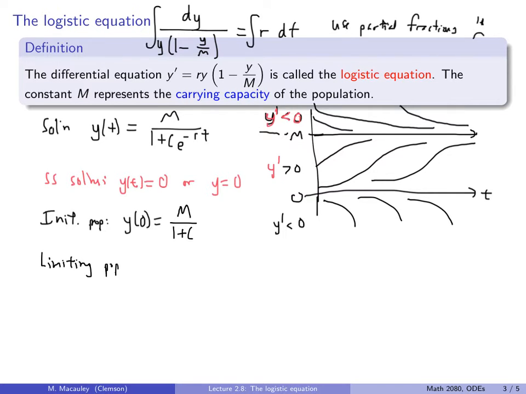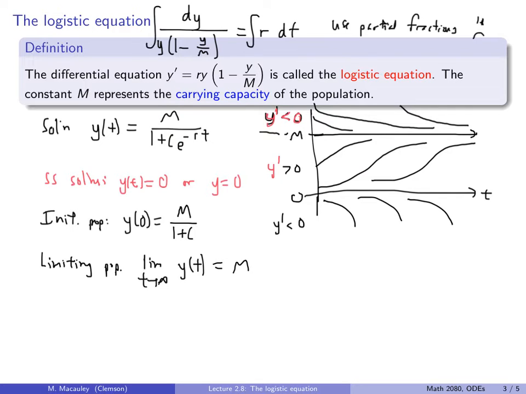And the limiting population is the limit as t goes to infinity of y of t. So let's plug in a really big number for this. That's going to kill off this exponential, and we just get left with m over 1. So that's just going to be m. And that makes sense, that the population is going to approach m as time goes to infinity.